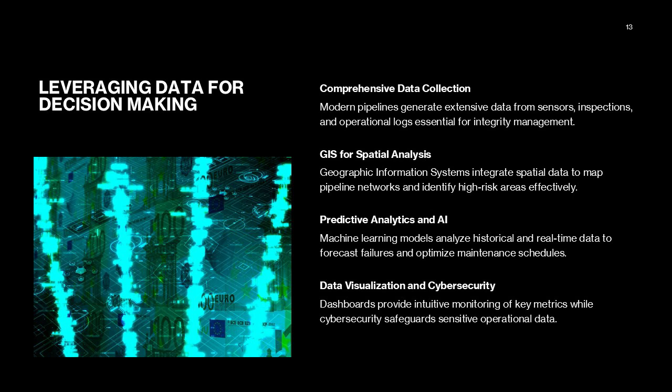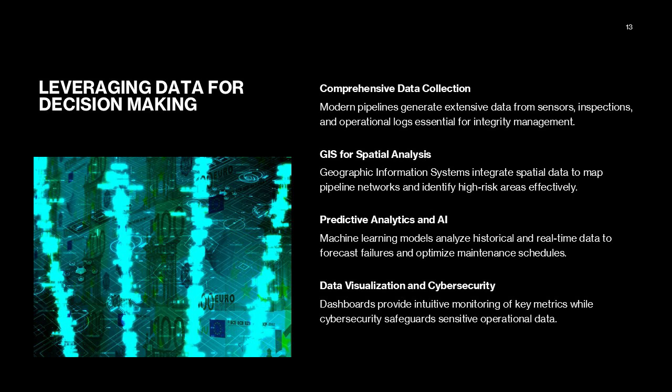Leveraging data for decision-making, data management and analysis. Data management is a vital component of pipeline integrity management, enabling informed decision-making and regulatory compliance. Modern pipelines generate vast amounts of data from sensors, inspections, and operational logs. Effective data management involves collecting, storing, and analyzing this information using robust software platforms.